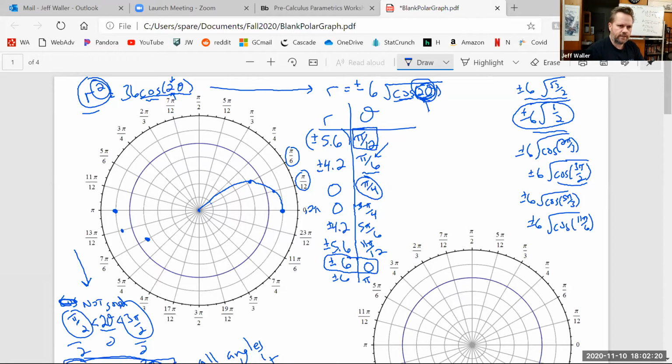And then the next thing is at 3 pi over 4, I go 0. Well, that's nice. That matches right up. 3 pi over 4, it goes to 0. And then at 5 pi over 6, I always forget you can't see me when I do that. So I face 5 pi over 6, and I go 4.2 out. So I go 1, 2, 3, 4.2.